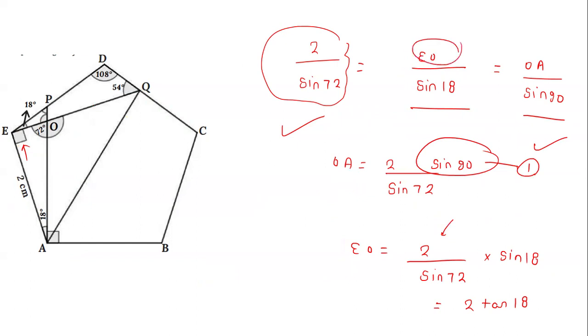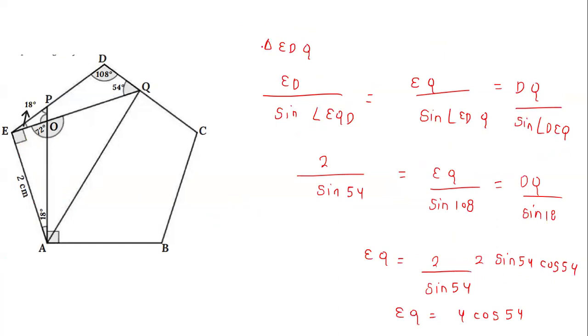And for the EO length, if you cross multiply, this becomes 2 times sine 18 divided by sine 72. And you can simply write sine 72 as cos 18. So this sine by cos becomes tan. So this is 2 times tan of 18 degrees. So now we know this EO length and this OA length.